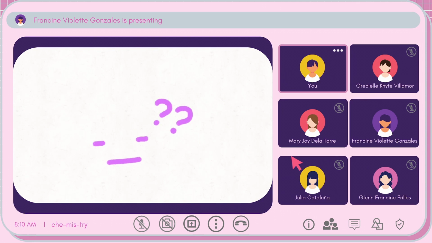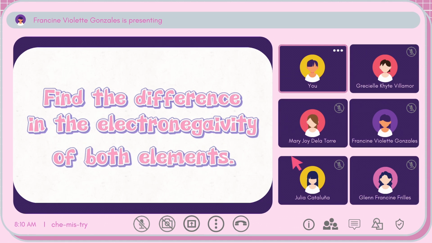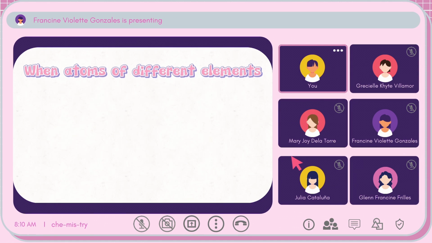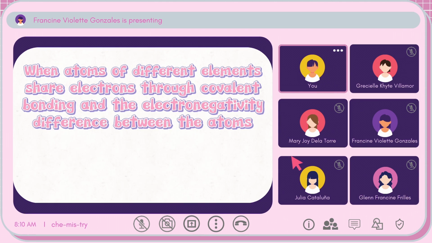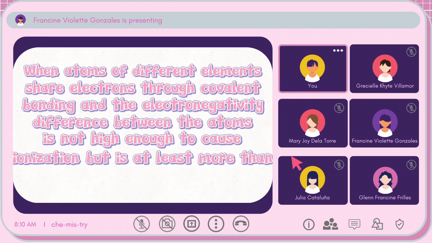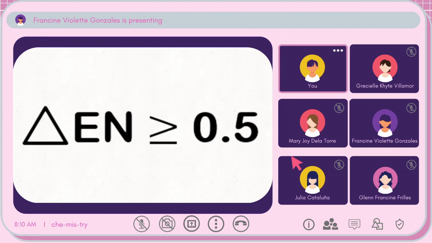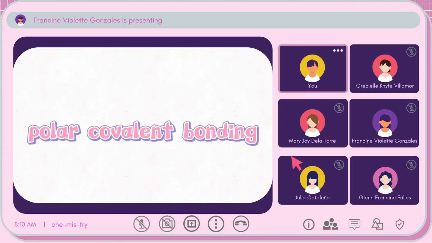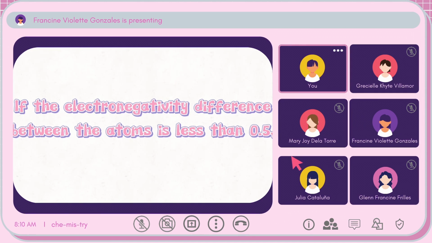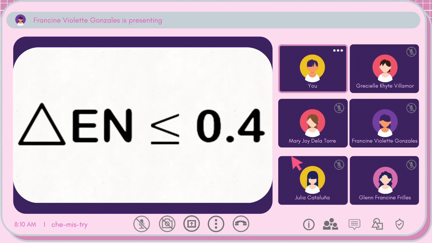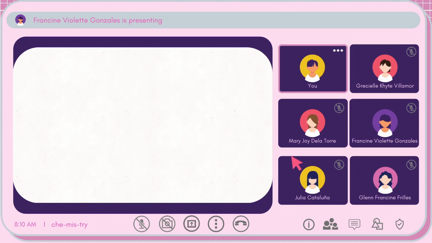However, we aren't sure. So for another way of determining the bond, we can find the difference in the electronegativity of both elements. When atoms of different elements share electrons through covalent bonding, and the electronegativity difference between the atoms is not high enough to cause ionization, but is more than 0.5, the bond is called polar covalent bonding. Meanwhile, if the electronegativity difference between the atoms is less than 0.5, or 0.4 and below, the bond is said to be nonpolar.